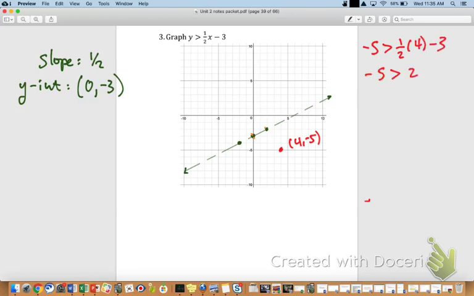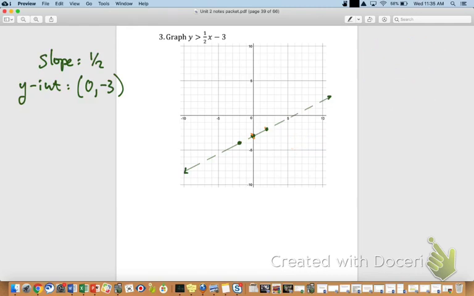-5 is greater than 2 minus 3. Is -5 bigger than -1? No. -5 is further left on the number line, so -5 is not bigger than -1. Doesn't that mean that 4, -5 is not part of my answer set? Okay. So I'll just get rid of that.